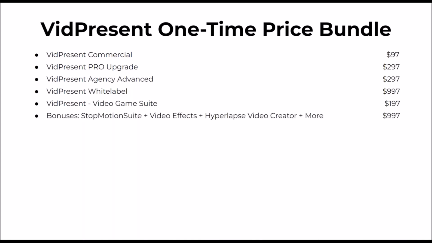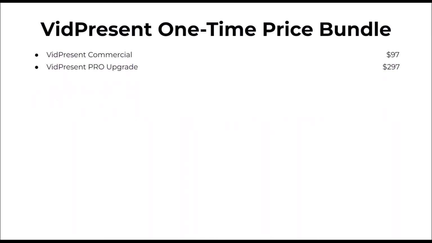Plus, of course, on top, you get all the bonuses that include, like I showed you earlier, stop motion suite, video effects, hyperlapse video creator, and a whole lot more that I just couldn't cover here. I'm just amazed how many software bonuses Harshal has added for you as part of this deal. I think it's an incredible deal for sure. So that's all yours, and the combined value is $2,882.